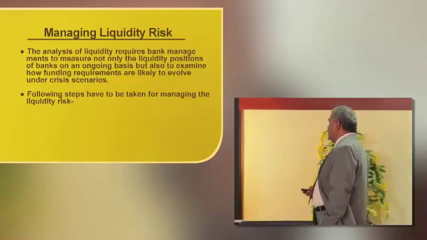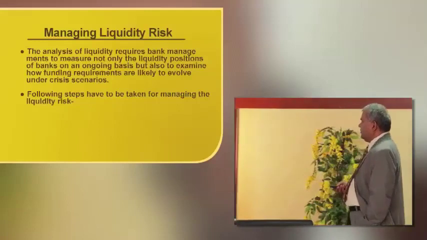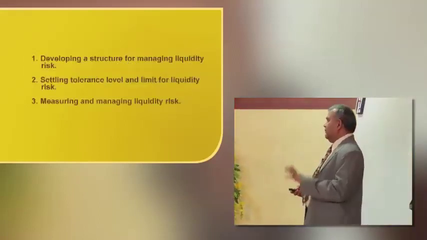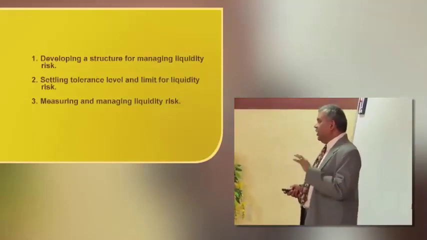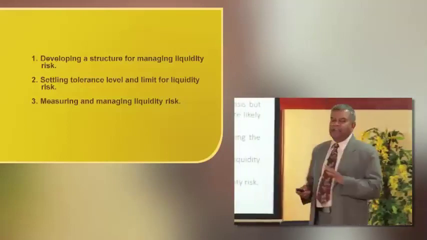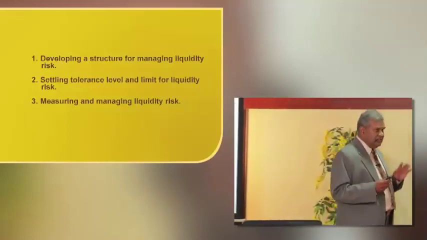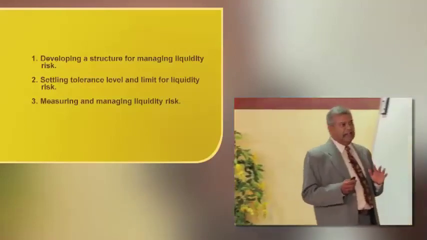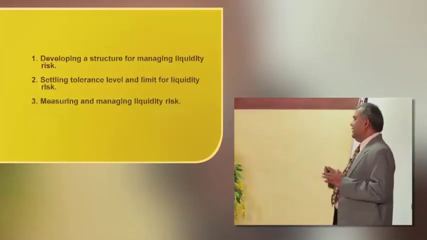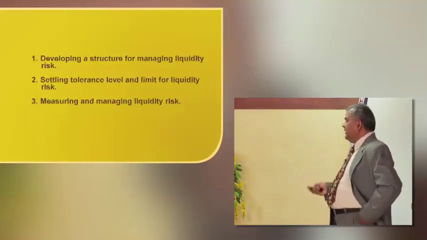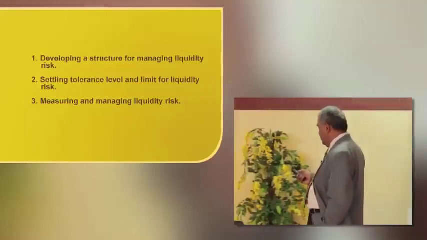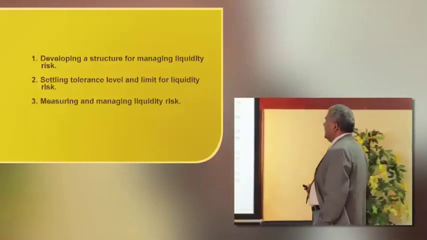The following steps have to be taken for managing liquidity risk. What are the steps? Develop a structure for managing liquidity risk. A bank should have a structure. Set tolerance levels and limits for liquidity risk. Don't expect that liquidity risk will not arise. Definitely it will arise, and if it arises, how much money should I give? So this tolerance or limit is to be decided, and then measuring and managing the liquidity risk. Now let us dwell on these three subjects individually.